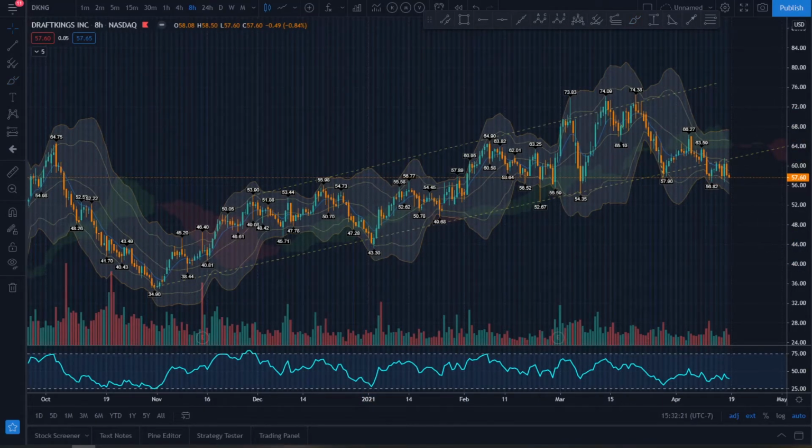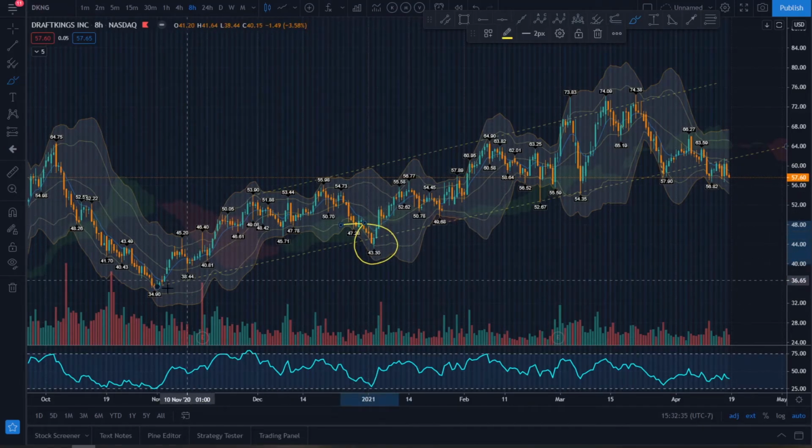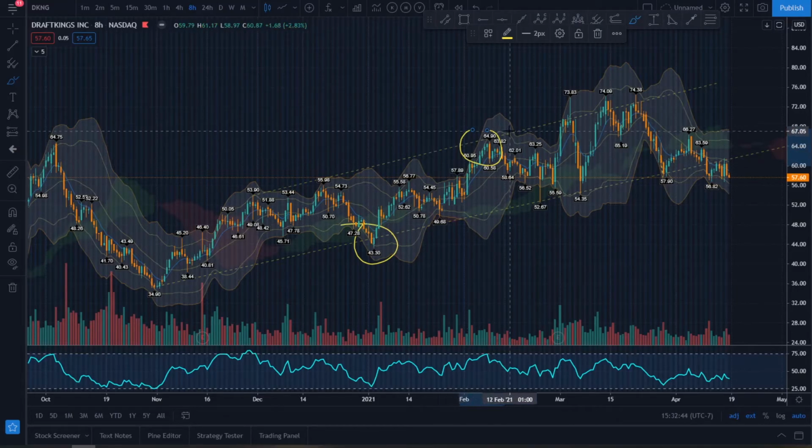So check out DKNG here. We have a channel forming with a resistance trend line and a support trend line. So it makes it very easy to identify where you should buy and where you should sell. Something like this, for example, let's say it touches the bottom here and it pushes up to 64, 65, and that makes it a valid trend line, and it's very easy to make this buy and make this sell.